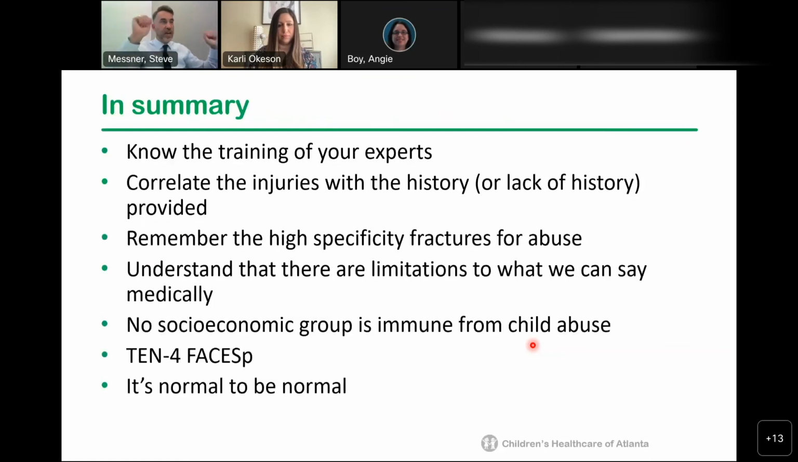So I think we're right at time. This is my summary. Know the training of your experts. Correlate those injuries with the history of the trauma or lack of history. Remember those high specificity fractures. Understand there are limitations to what we can say medically. No group is immune from child abuse. Remember the 10-4 faces P, and that in sexual abuse, it's normal to be normal.